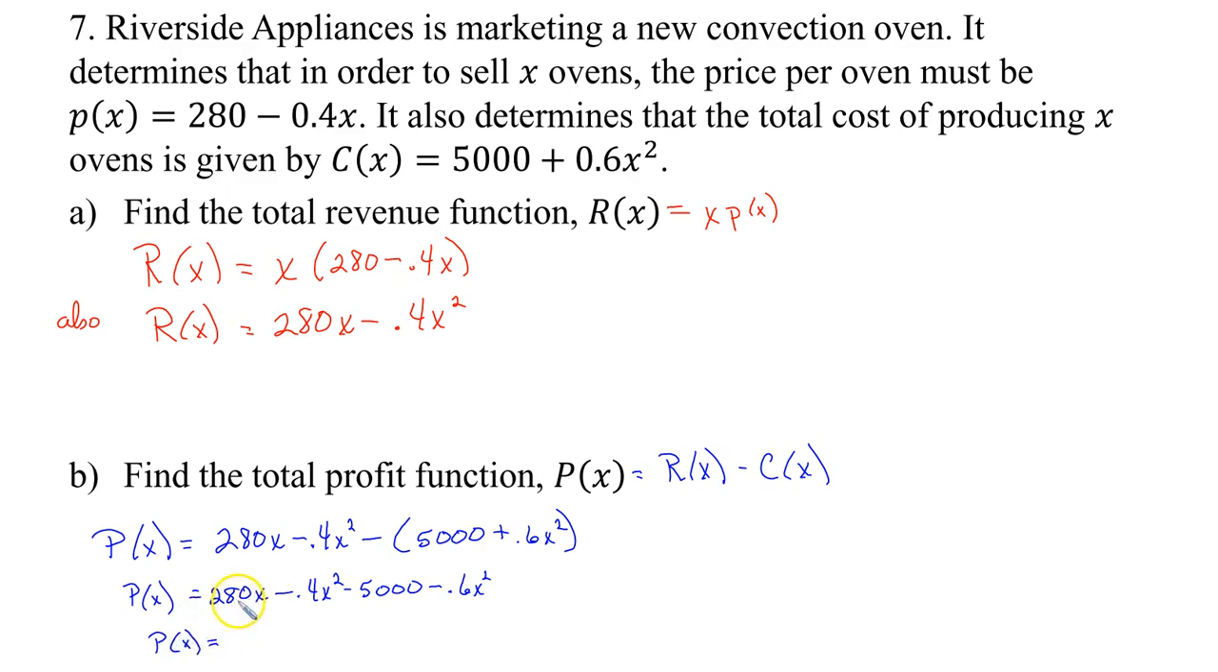So now as I collect together like terms here, I have 280x because there's nothing to collect together. Negative 4/10 and negative 6/10 is negative 1, so I have negative x squared and then minus 5,000. Okay, giving you a second to make sure you've got that function, making sure that you've found all of the pieces, but this is my profit function, so we're going to use it on the next slide. All right, so we have our revenue function, we have our profit function. Let's see what else we can do with this.